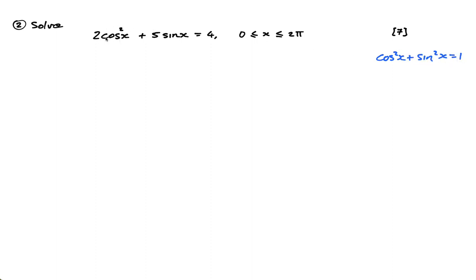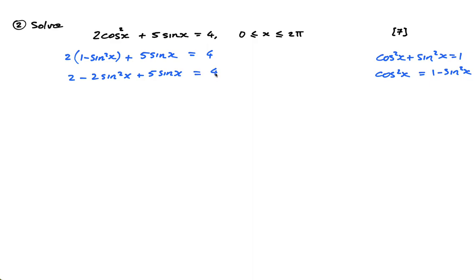So as soon as I see this, I think, all right, let's just change cos squared x into 1 minus sine squared x. So cos squared x equals 1 minus sine squared x. So this becomes 2 times 1 minus sine squared x, plus 5 sine x equals 4. Multiply out the bracket. 2 minus 2 sine squared x plus 5 sine x equals 4.